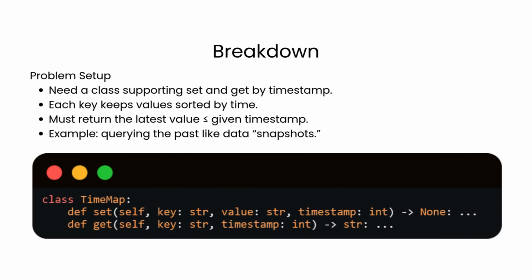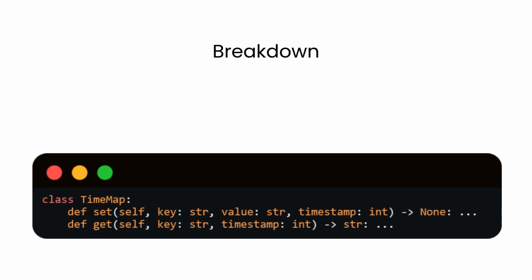We must design a class with set(key, value, timestamp): store the value for the key at timestamp. And get(key, timestamp): return the value for the key with the largest timestamp less than or equal to the given timestamp, return empty string if none. Input guarantee: for each key, timestamps in set are non-decreasing. That means we can keep a sorted list per key.